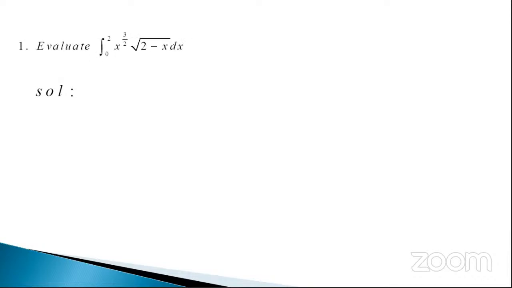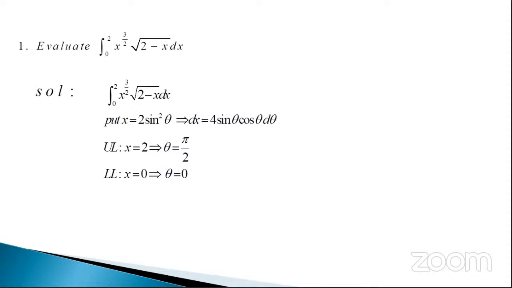By using these formulas, we can solve some more problems on definite integrals. Evaluate the integral over 0 to 2 of x to the power of 3 by 2 into under root of 2 minus x dx. Here the substitution is: put x equal to 2 sine square theta. Then 2 minus x is 2 minus 2 sine square theta. If you take 2 common, 1 minus sine square theta means cos square theta. dx is 2 into the derivative of sine square theta, 2 sine theta cos theta d theta.